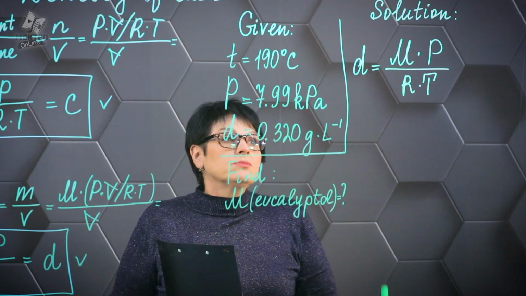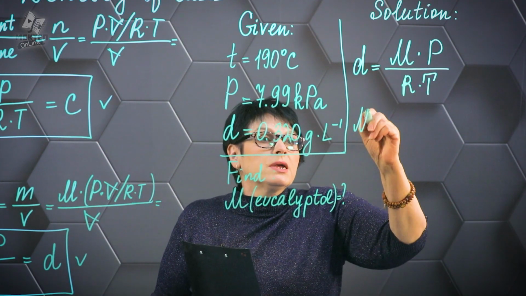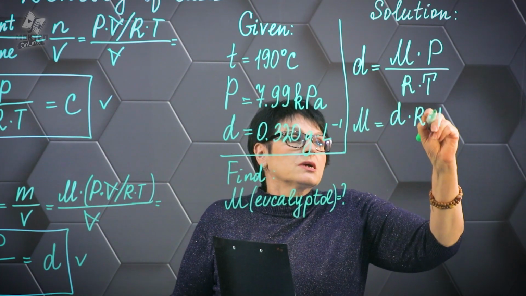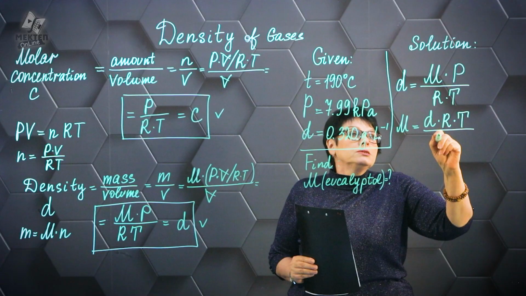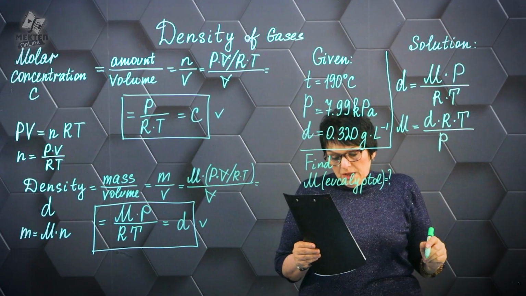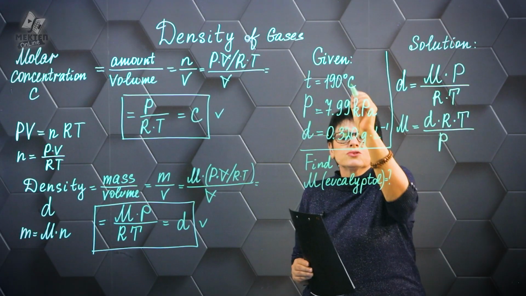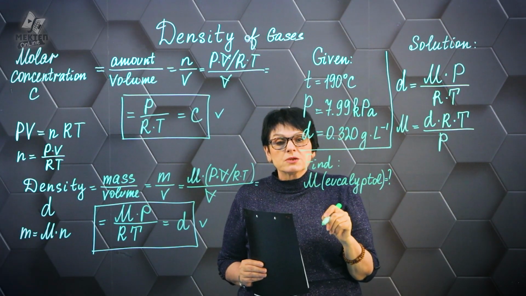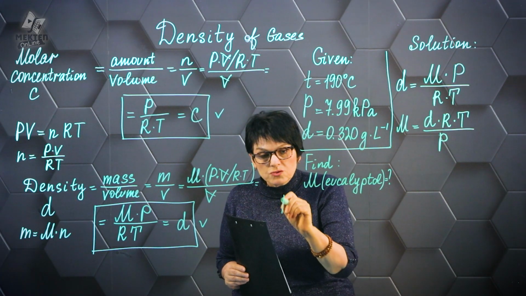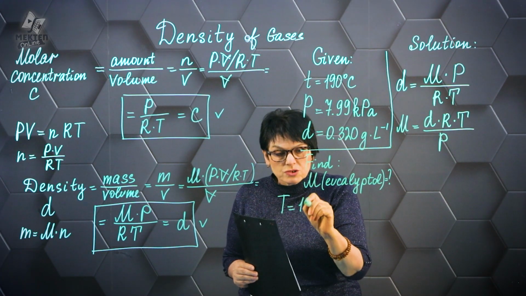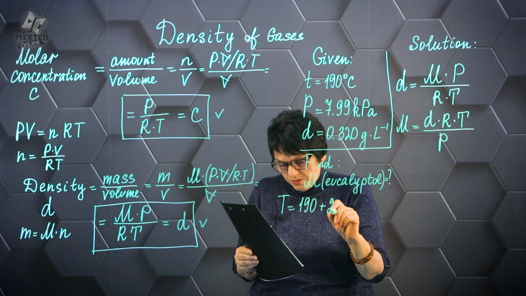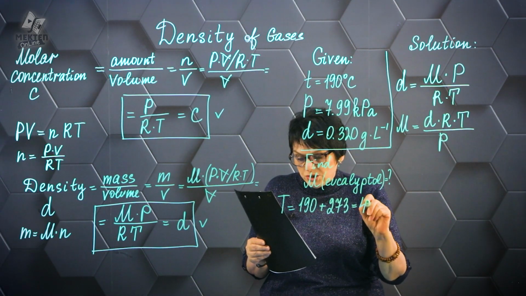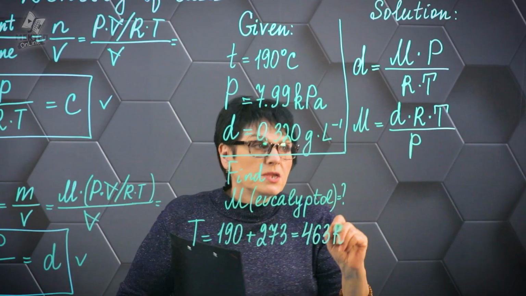Now let's see what the unknown is. The unknown is the molar mass. Then it's going to be d times the gas constant times the temperature, divided by P. Now let's remind ourselves that we are working with temperature in Kelvin. Then the temperature needs to be converted. That would be 190 plus 273. Then the temperature in Kelvin would be 463 Kelvin.